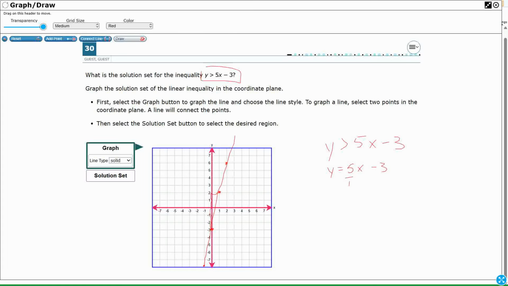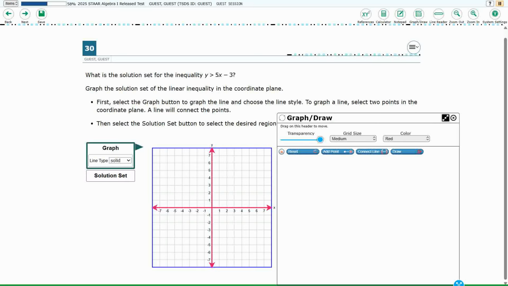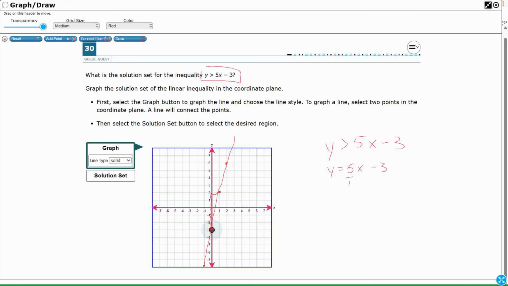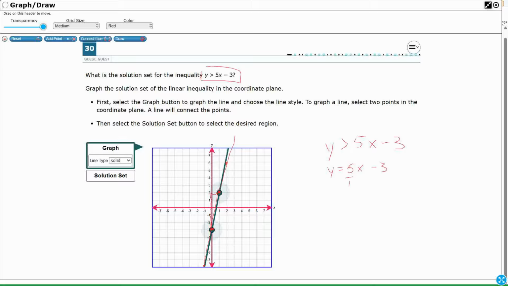Kind of sketch that. So let's get that first. Let's get that graph at. We're going to put a point there at -3. And our next point is going to be at 1, comma 2. All right, so that gets us that line that we were looking for. So that's half the point.